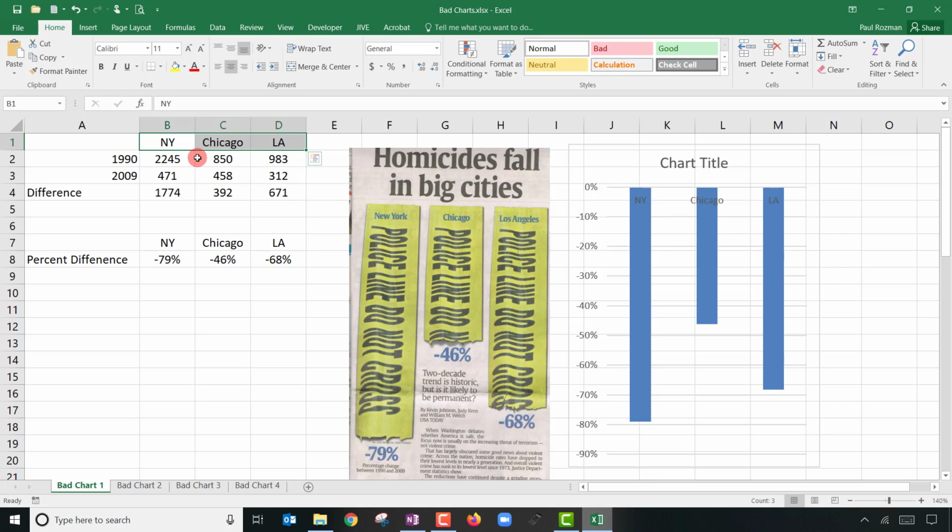Had they included Washington, D.C., or Detroit, or Dallas, Texas, or some other cities, would they show declines, or did they just cherry pick these three cities because that's where the murders were dropping? Which is still interesting, but you can't necessarily say murder is falling in all big cities. The title should maybe read, homicide falling in these big cities, because it may not be a national trend.